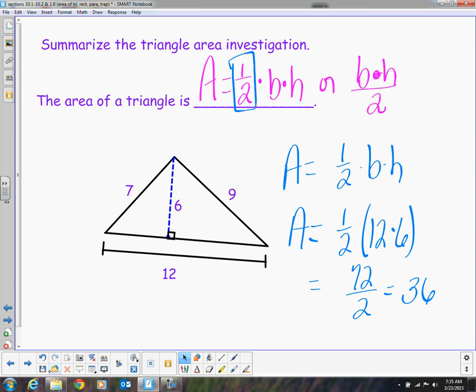So I just wanted to show you how that rectangle deal on the coordinate plane can sometimes help you find the area. Sometimes you might have to just do base times height on the coordinate plane.